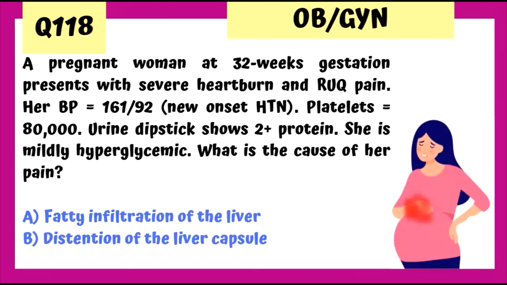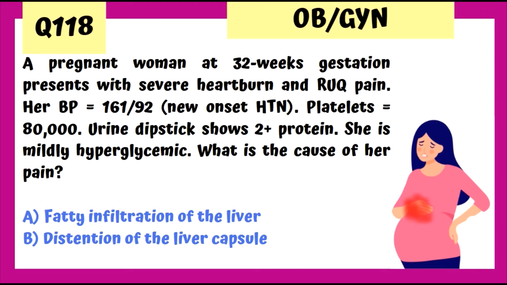118, a pregnant woman at 32 weeks gestation presents with severe heartburn and right upper quadrant pain. Blood pressure is high, new onset hypertension. Platelets are low. Urine dipstick shows 2+ protein. So we're talking about preeclampsia here with severe features. She is mildly hyperglycemic. What is the cause of her pain?